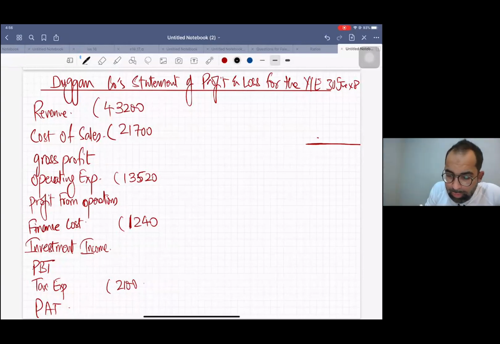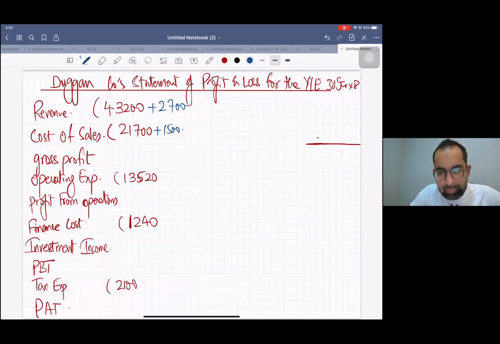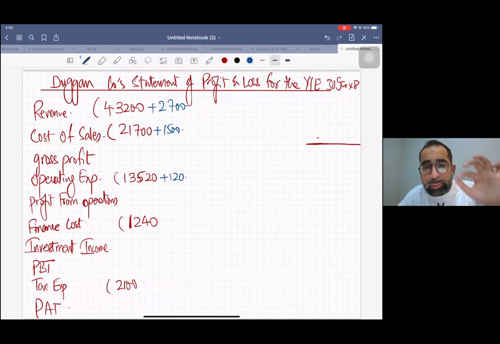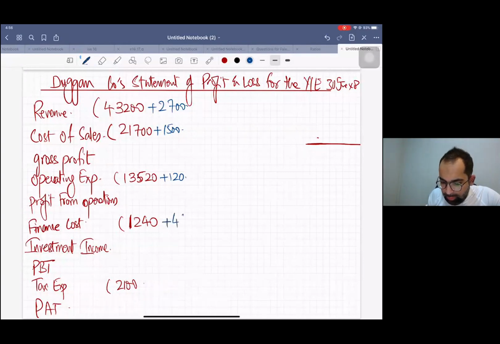So 43,200 is the existing number, and we'll add 2,700 in the sales revenue. We'll add 1,500 in cost of sales. Then we'll add 120 in operating expenses. Adjustment number two, 120, we need to increase the operating expenses, and 46 in the finance cost. I have posted these three things in front of you.